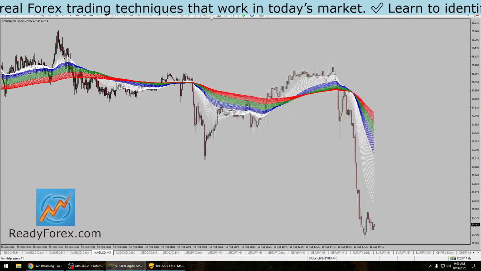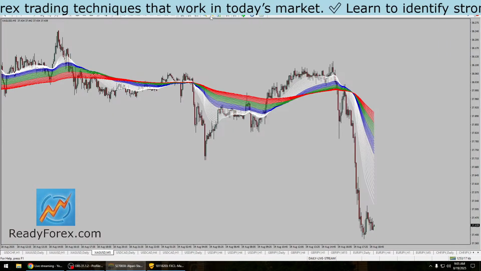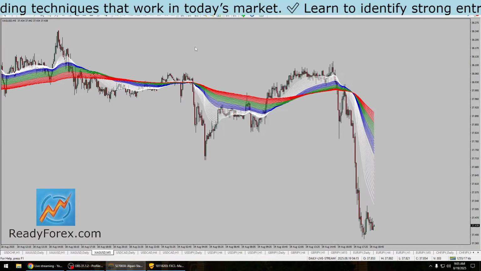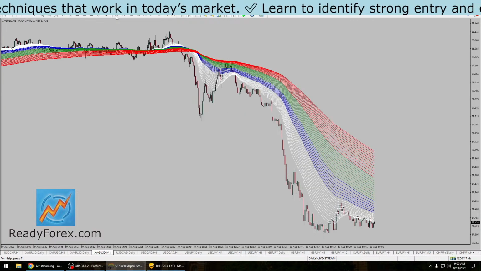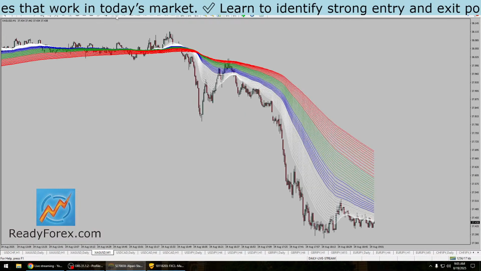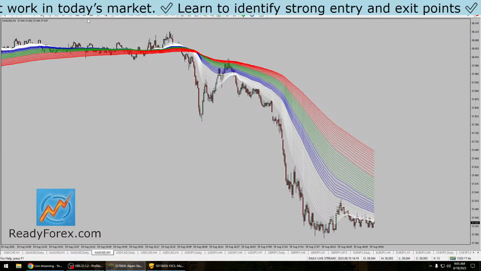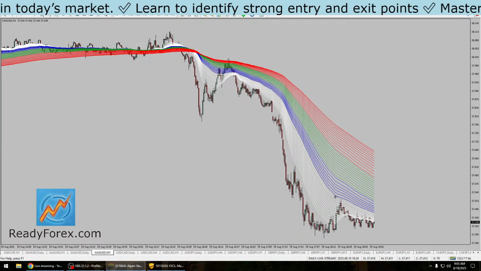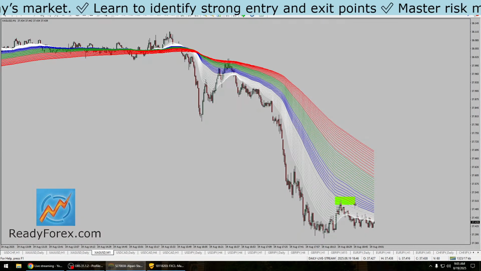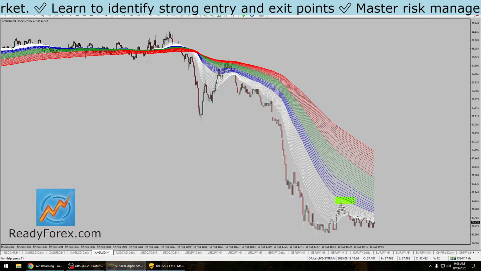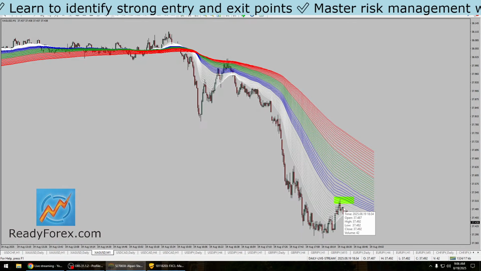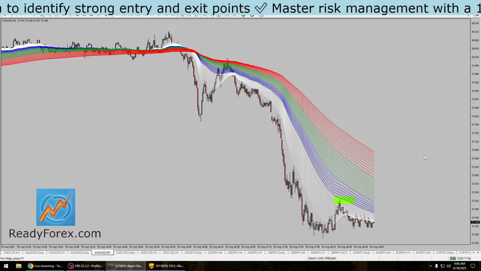So we got the nice crossover over here. The trend is clearly down, you can easily notice it. And then we can go down into a 1 minute time frame. This was the sell trade right over here. Okay, if you want to learn more about the rainbow trading strategy, check out my website.